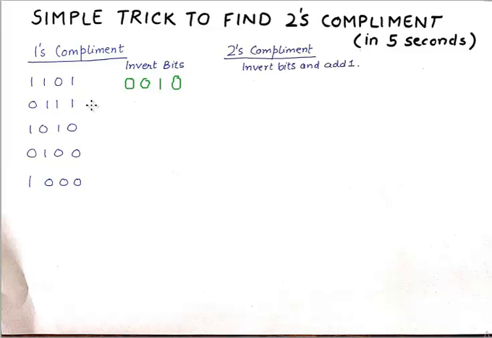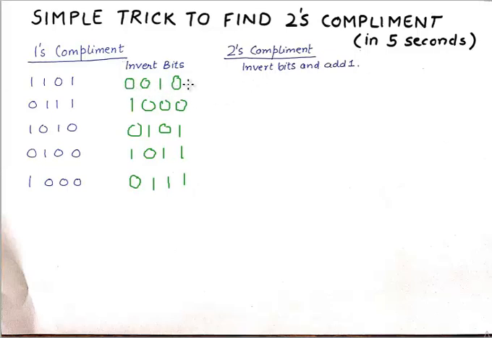So 0111 will become 1000, and 1010 will become 0101, and similarly this becomes 1011 and this becomes 0111. So you invert everything to find the 1's complement, and 2's complement has the logic of inverting the bits of a number and then adding 1 to it.